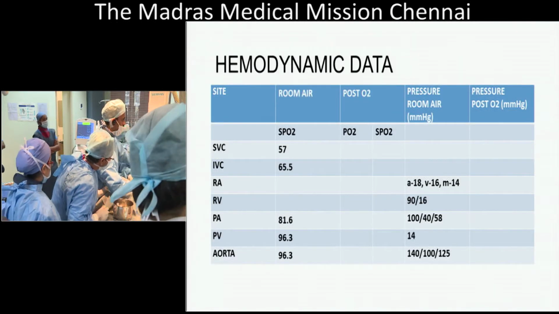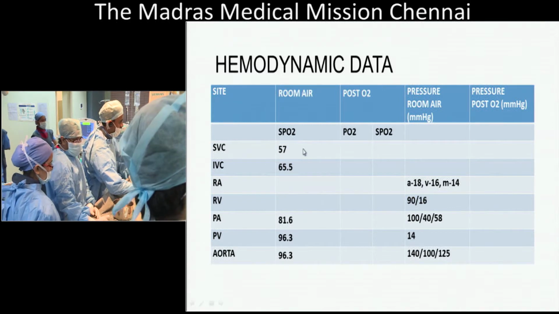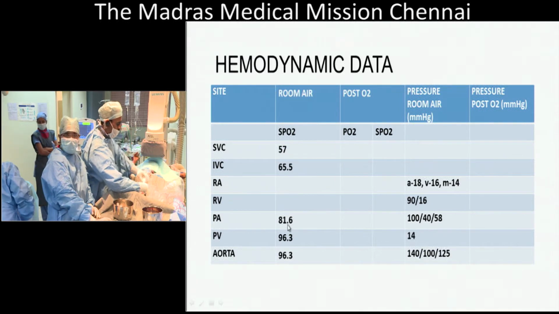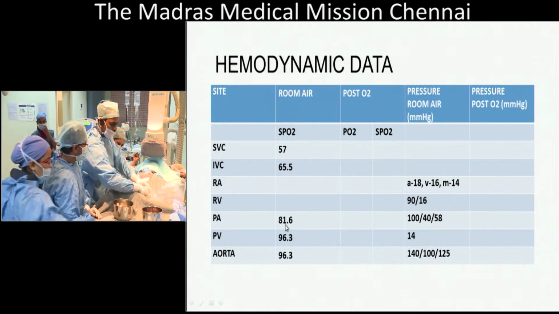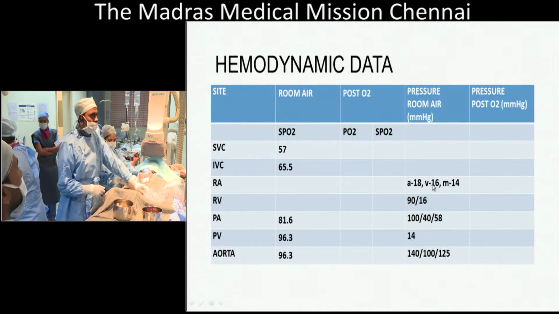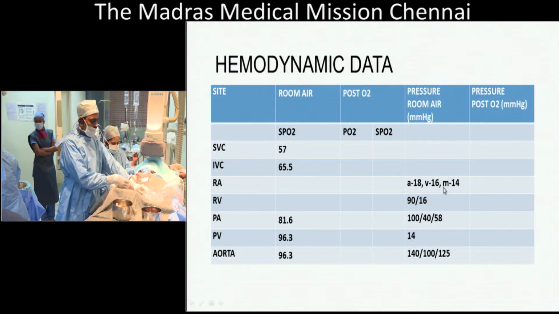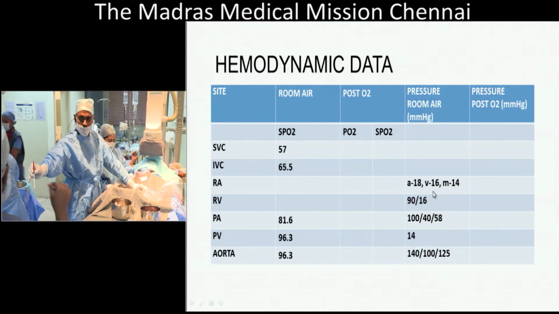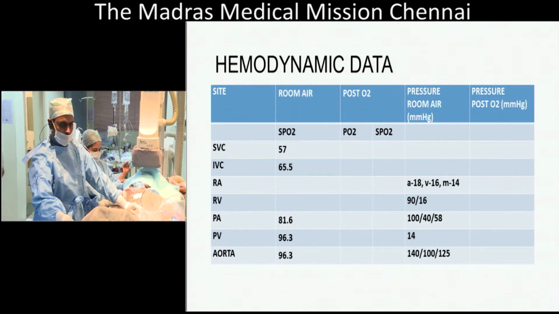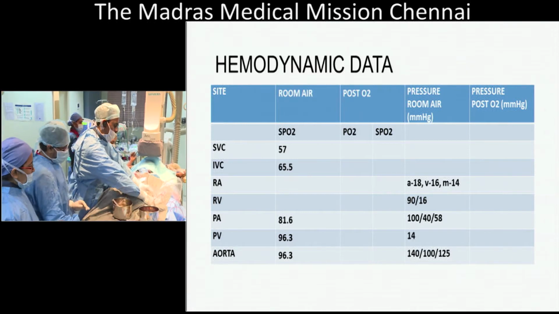This is the basal hemodynamic data. SVC saturation is 57% and IVC is 65%, and there is a step-up from SVC to PA, with PA saturation being 81.6%. In the pressures, RA has an A wave of 18 and a mean RA pressure of 14. RV is 90 systolic with an EDP of 16. PA pressures are 100 by 40 with a mean of 58. Pulmonary veins 14 and aorta 140 by 100 with a mean of 125.